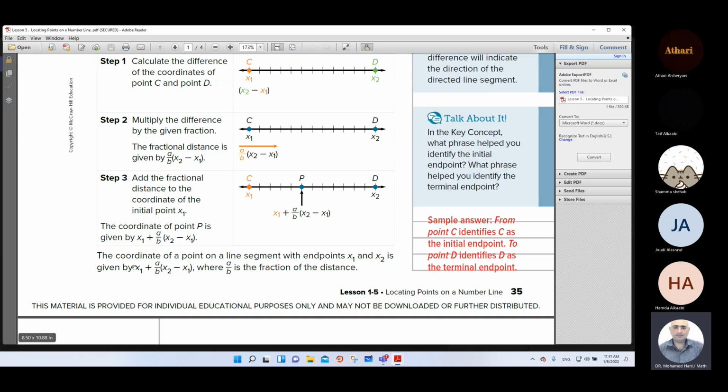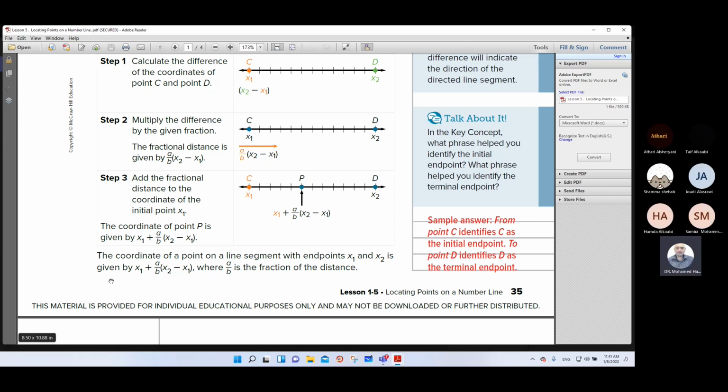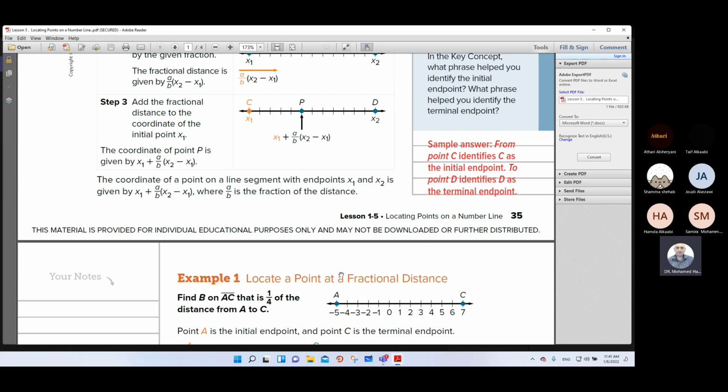So the coordinate of a point on a line segment with endpoints x1 and x2 is given by x1 plus A over B times x2 minus x1, where A over B is the fraction of the distance. Example.